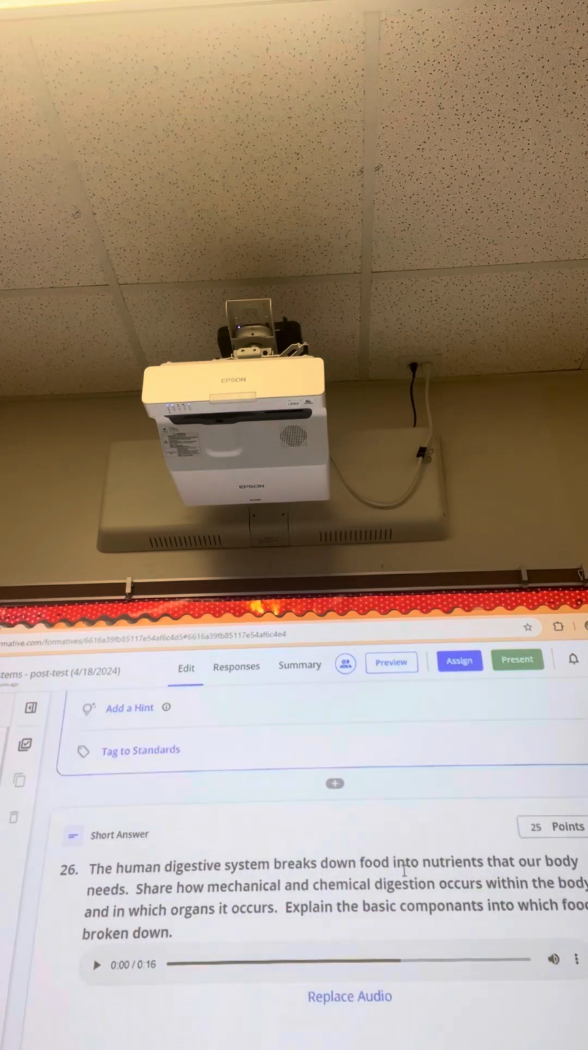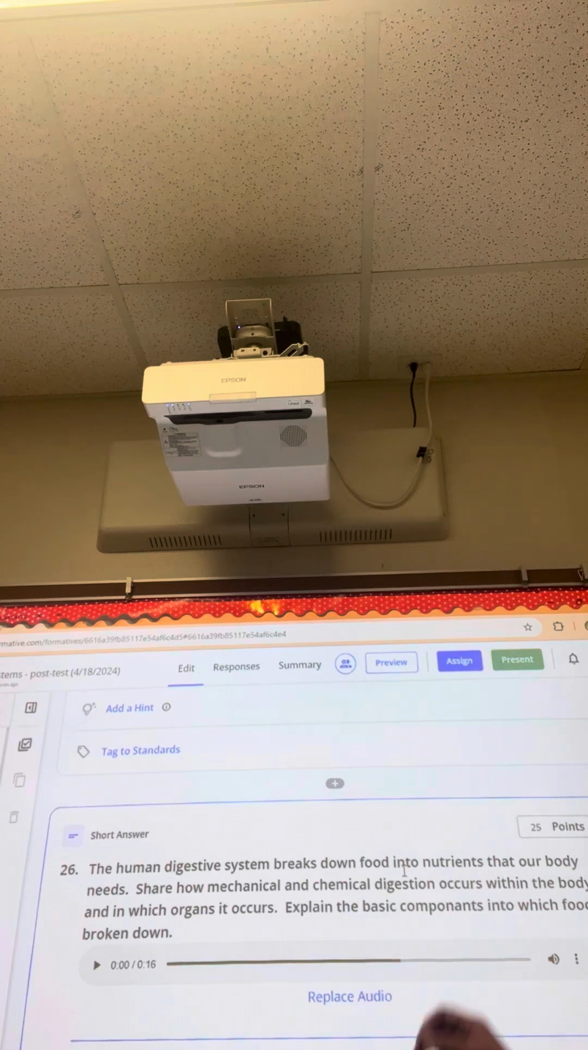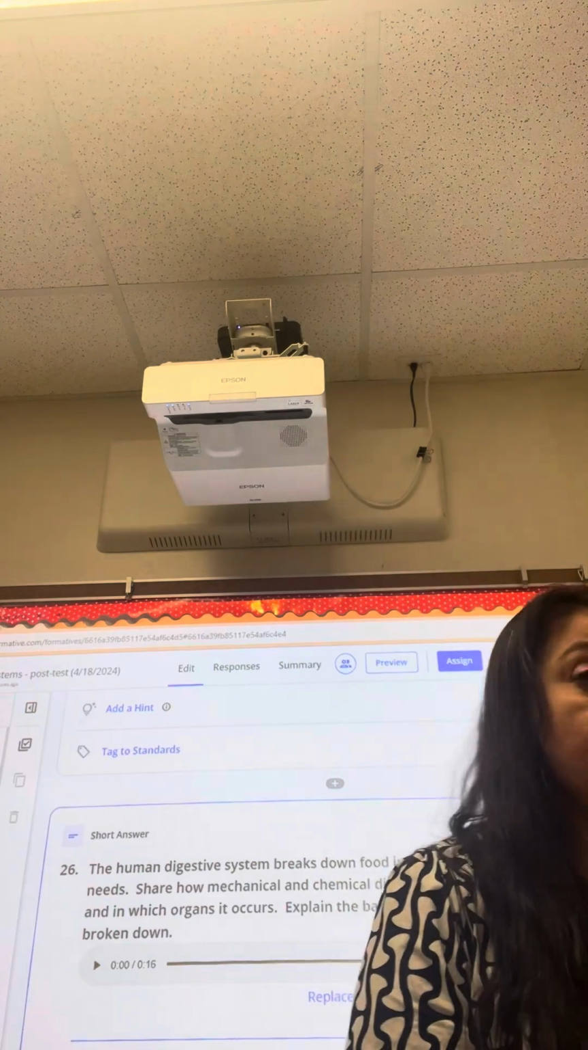So here's the question, okay? The human digestive system breaks down food into nutrients that our body needs. Share how mechanical and chemical digestion occurs within the body and in which organs it occurs. Explain the basic components into which food is broken down.